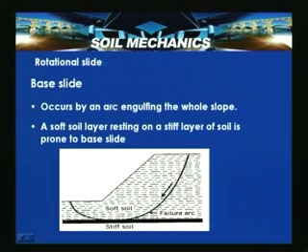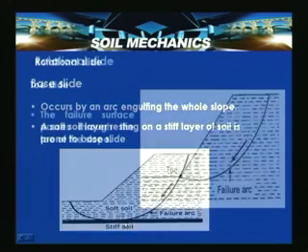So, it occurs by an arc engulfing the whole slope, and a soft soil layer resting on a stiff layer of soil is prone to base slide. You can see the failure arc which is shown, and this particular portion of soil gets detached and then becomes tangential to the stiff soil portion which is there.